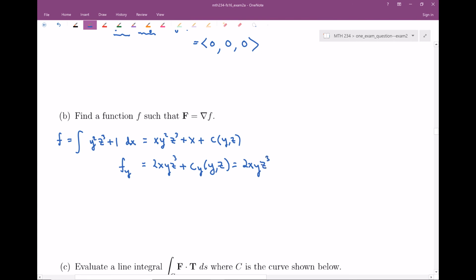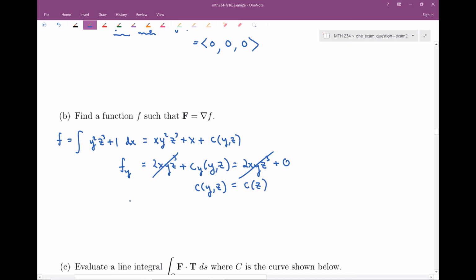2xyz cubed. And so you can see there's a bit of cancellation. And so our partial derivative of c with respect to y is just equal to 0. So that means if the derivative is 0, this must have been constant with respect to y. So actually, our constant function c of y, z, again, it could have y's and it could have z's in it. Actually, we know since the derivative of that with respect to y was 0, it doesn't have any y's in it. So it's just a function with respect to z, maybe.